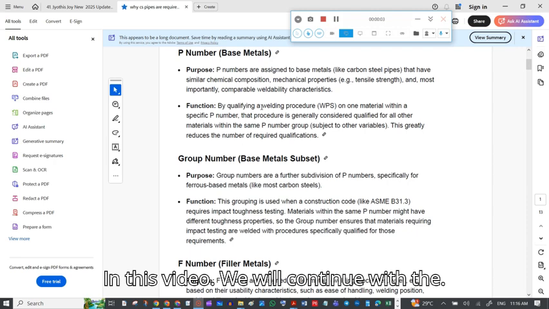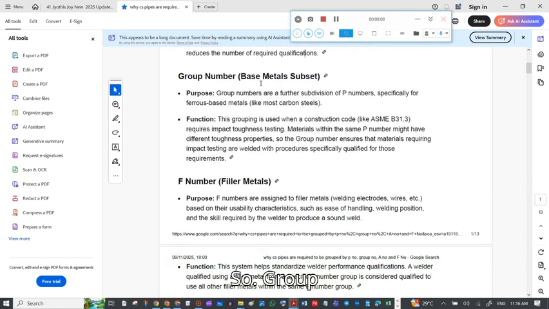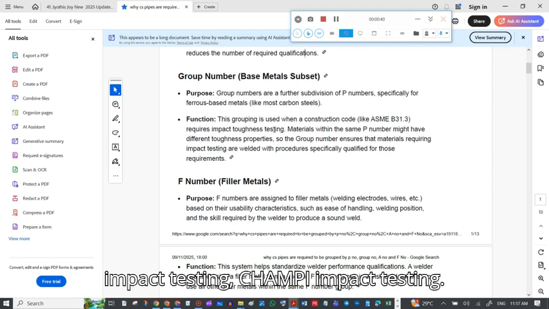In this video, we will continue with the group number. So, group numbers are a subset of P numbers, or subdivisions of P numbers, especially for ferrous-based materials like carbon steel. This grouping is used when a construction code like B31.3 requires impact toughness testing. Toughness testing we already discussed in Charpy impact testing.